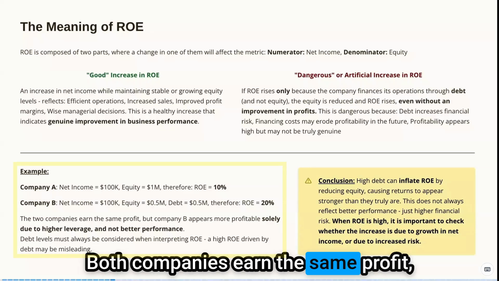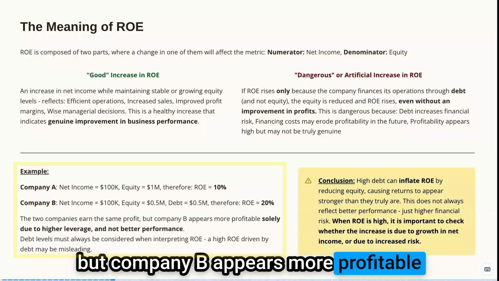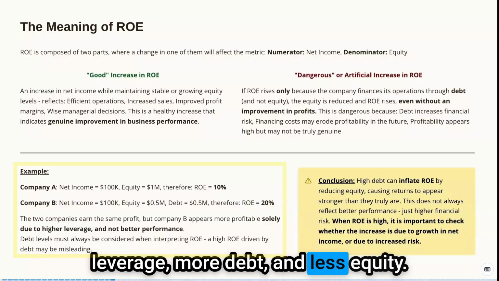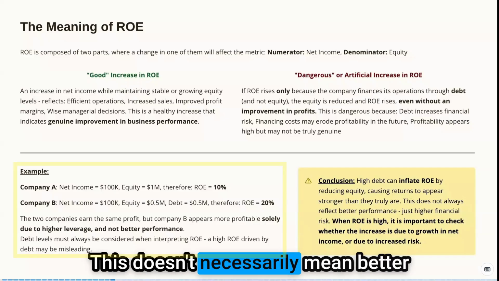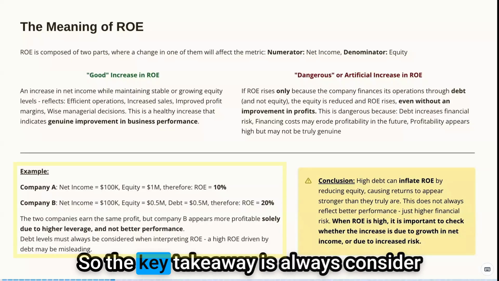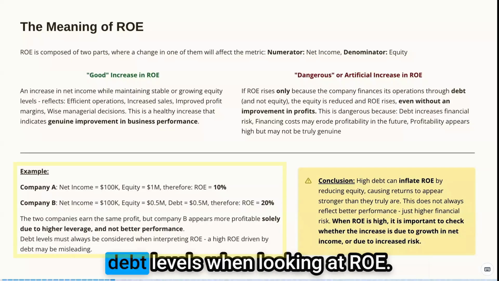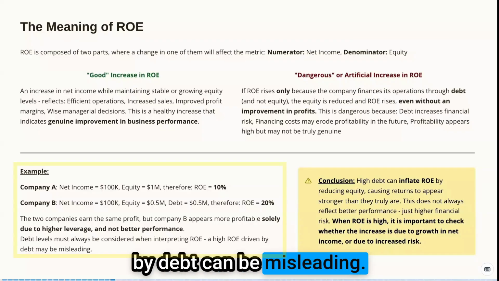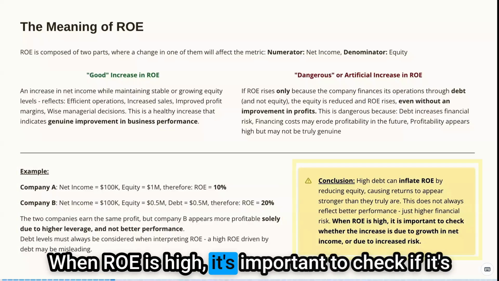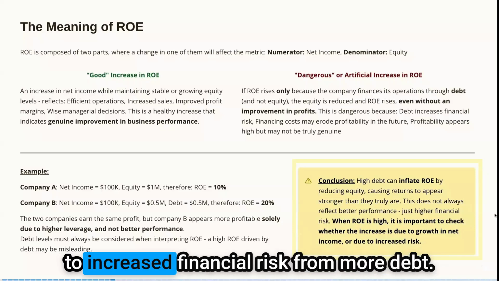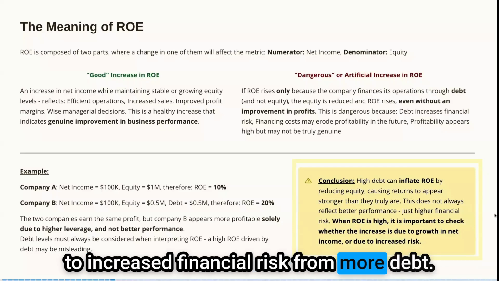Company B has a much higher ROE, 20% versus 10%. Both companies earn the same profit, but Company B appears more profitable with ROE simply because it has higher leverage, more debt, and less equity. This doesn't necessarily mean better performance, it just means higher financial risk. So, the key takeaway is: always consider debt levels when looking at ROE. A high ROE driven mainly by debt can be misleading. When ROE is high, it's important to check if it's due to real growth in net income or just due to increased financial risk from more debt.